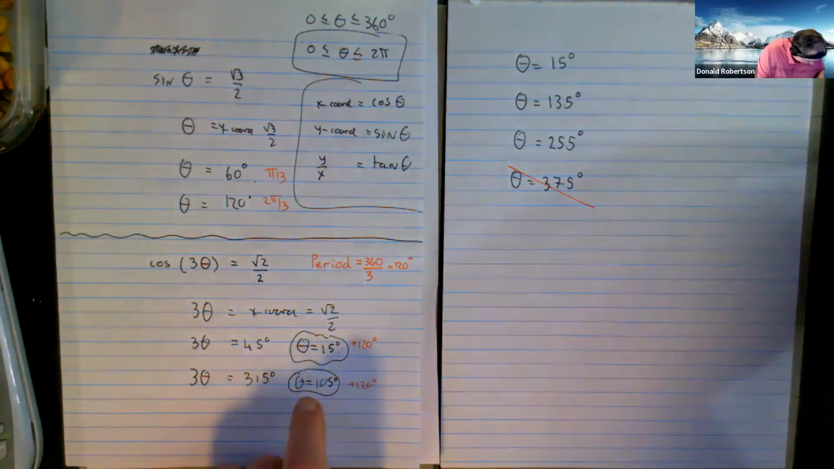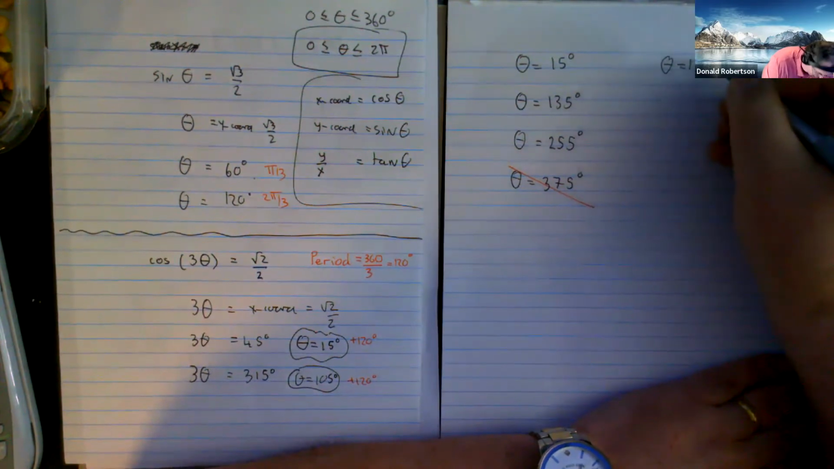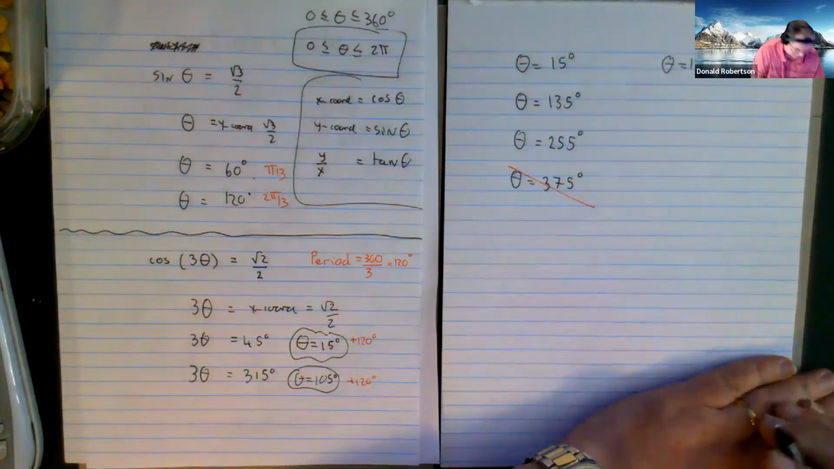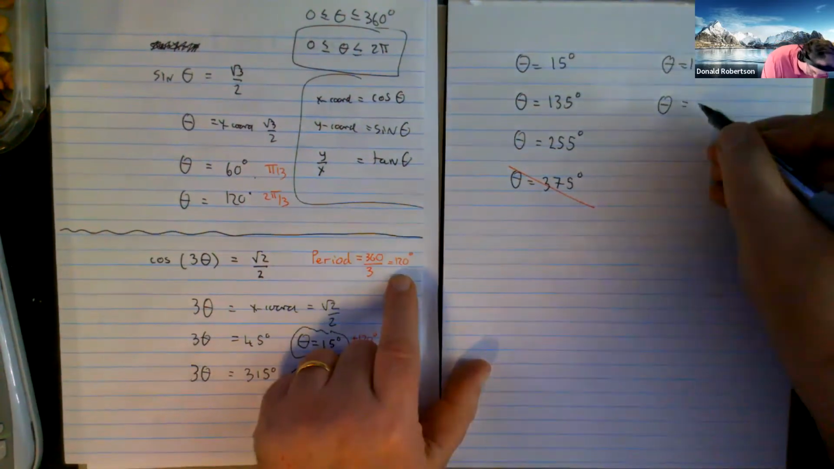Now, if I do the second answer, we got 105 degrees. That was the second answer. So what do you do? You add the period. You add 120.